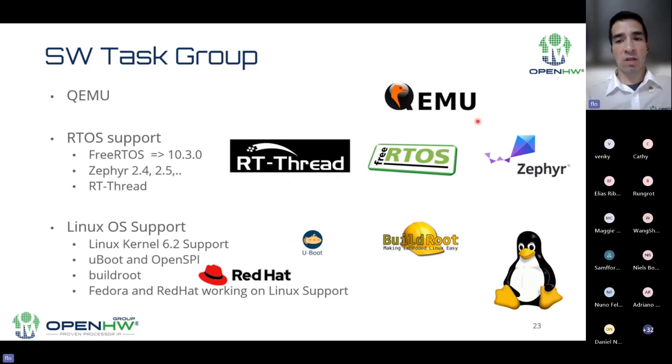Another group is QEMU, where we are getting support for our cores, and then the real-time operating systems, where we have RT-Thread, FreeRTOS, Zephyr, and the Linux operating system. Here we have contributions from the Red Hat group, but also Buildroot. Kernel 6.2 and later is supported, but previous ones will also work. So you can see it's a big variety we're supporting, to make sure that no matter what your flavor is, you will be able to use it with our open hardware cores.